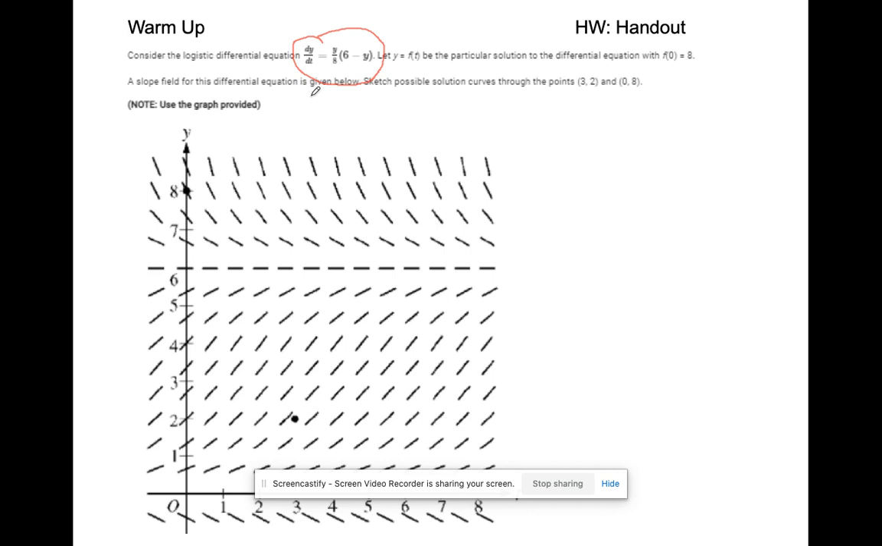Notice that I've got y's on the wrong side. I can get y's over to the other side. It is separable, but it would take partial fractions after I separate it because of the setup of this. So fortunately, you are not asked to do that. You are just asked to sketch possible solutions through the points 0.32 and 0.8.